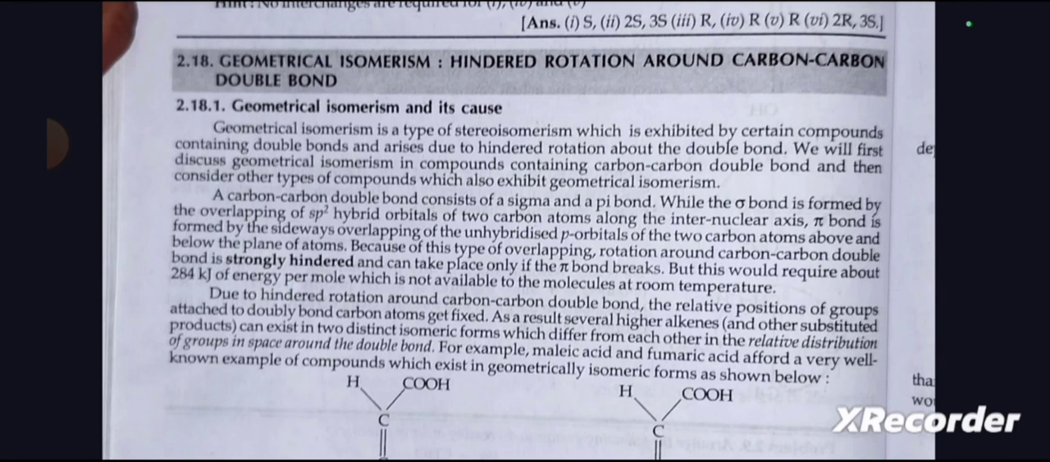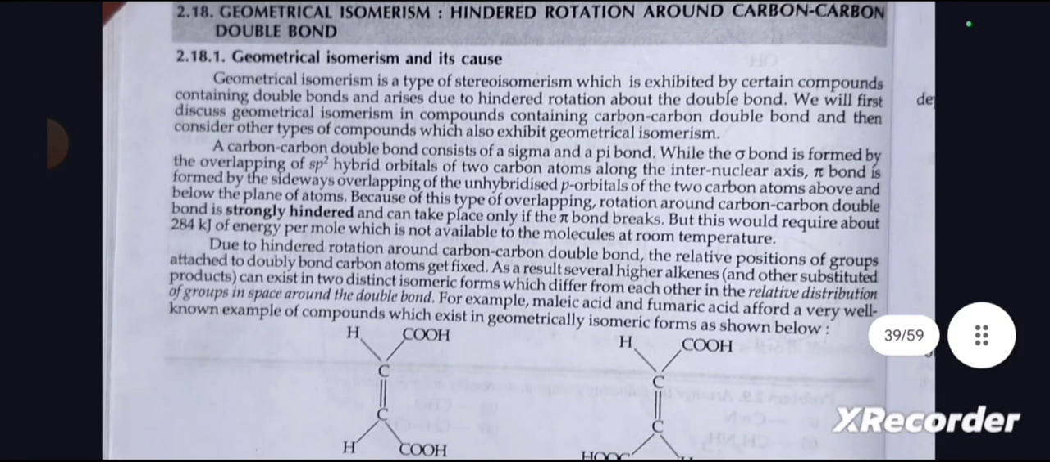2.18. Geometrical isomerism, hindered rotation around carbon-carbon double bond. 2.18.1. Geometrical isomerism and its causes. Geometrical isomerism is a type of stereoisomerism which is exhibited by certain compounds containing double bonds and arises due to hindered rotation about the double bond. We will first discuss geometrical isomerism in compounds containing carbon-carbon double bond and then consider other types of compounds which also exhibit geometrical isomerism.